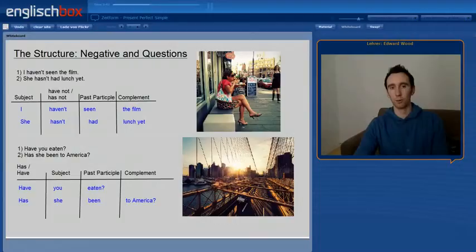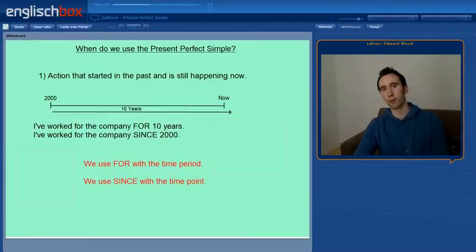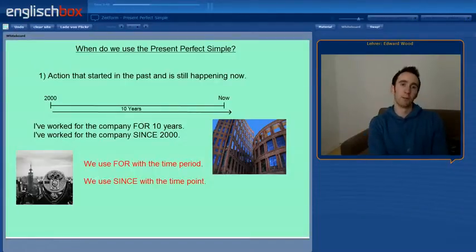Okay, so we've talked about the structure of the present perfect simple. But when do we use the present perfect simple? Well, the first situation we're going to look at is for an action that started in the past and continues in the present. So it's true in the present.